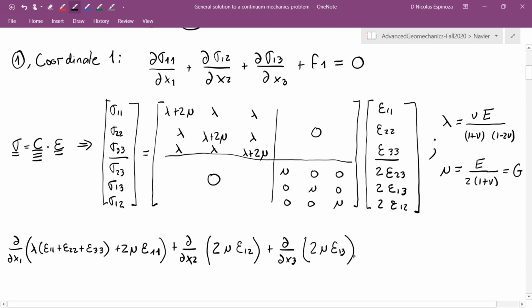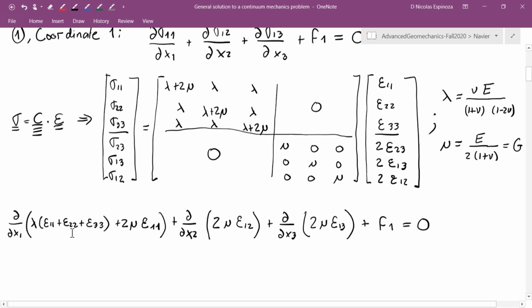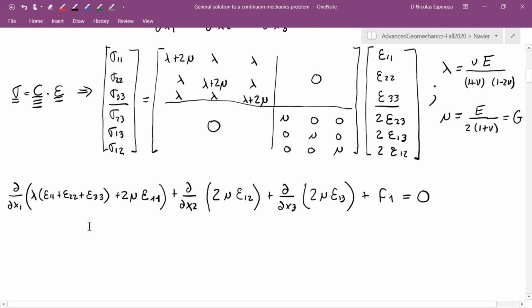And finally, we have our body force f1, and all of this is going to be equal to 0. Okay, next step, now that we have the equation written in terms of strain, we're going to write the strains in terms of gradients of displacement. So let's do that. And now this one is going to be a little bit longer.